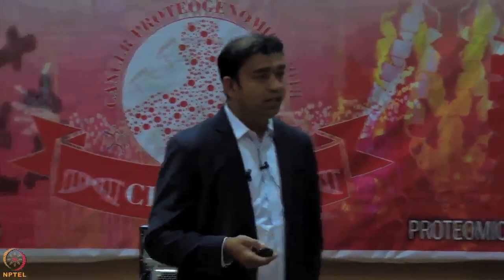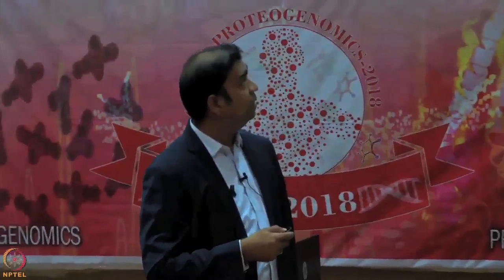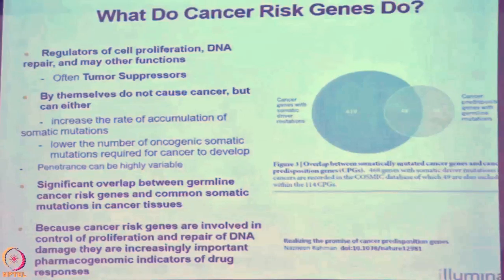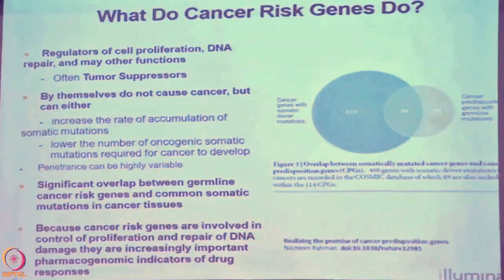So what cancer genes do is basically regulate cell proliferation, DNA repair, and other functions. If you see, this is the hereditary gene set. These are like 114 genes which overlap with the somatic cancer genes, right? Overall there are around 500 genes involved in cancer, so it's already well studied, right? Some are hereditary, some are somatic, and both overlap to some extent, like 45 genes are overlapping.